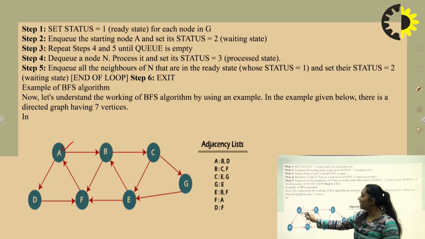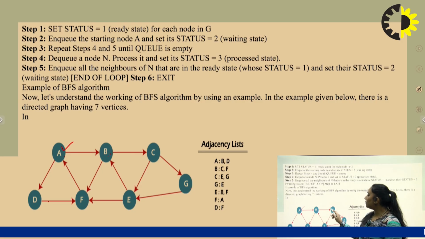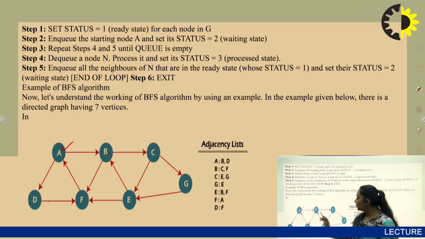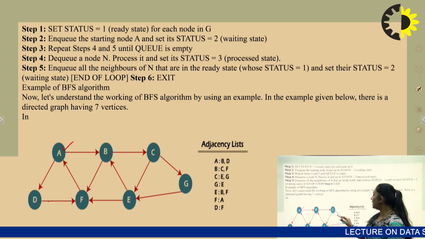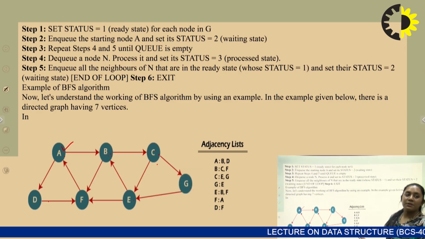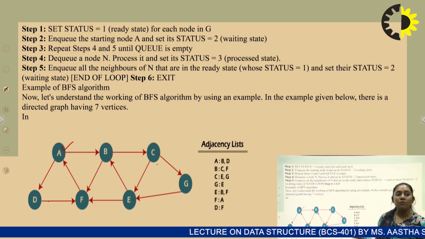So the connected elements are D and B. Sequentially, B is connected to C, and it is also connected to F. Simultaneously, C is also connected to G and E. So this way you can represent the adjacency list. After making the adjacency list, you need to find the sequence, right?